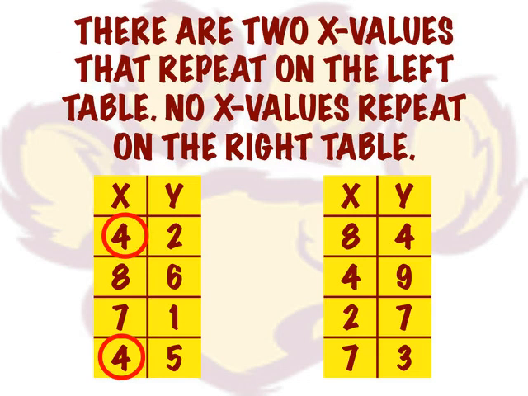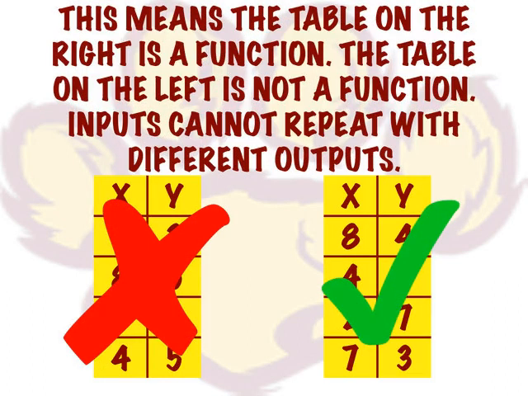The table on the left has two 4s as X values. None of the X values on the table on the right repeat. And when you look at the 4s on the table to the left, you see an output of 2 and an output of 5. Because the X values repeated with different outputs, the table on the left is not a function. The table to the right, without the X values repeating, is a function. If the X values don't repeat, you have a function. Inputs cannot repeat with different outputs.